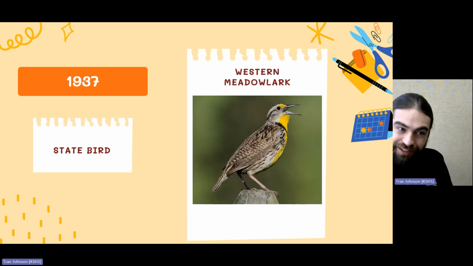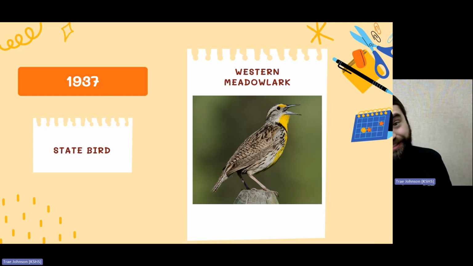So, 2 years later, 1937, we get the western meadowlark as our state bird. Over 121,000 school children voted for the western meadowlark to become the state bird of Kansas. The meadowlark is yellow, black, brown, and white, and has a black V on its chest. It eats insects, seeds, and grains.